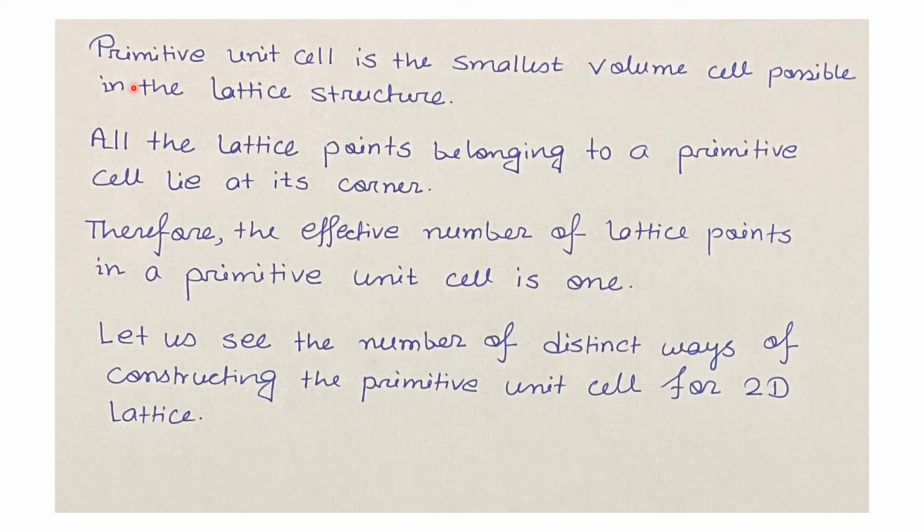We know the primitive unit cell is the smallest volume cell possible in the lattice structure. So the primitive unit cell is the building block of that lattice structure. All the lattice points belonging to a primitive cell lie at its corner. Therefore, the effective number of lattice points in a primitive unit cell is 1. Let us see the number of distinct ways of constructing the primitive unit cell for the two-dimensional lattice structure.